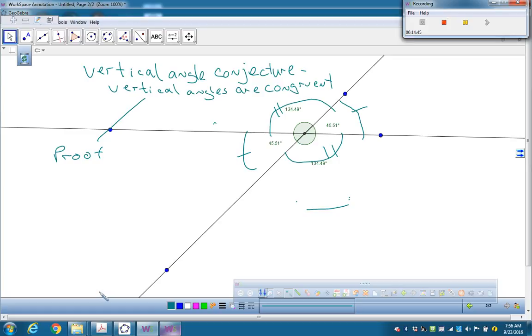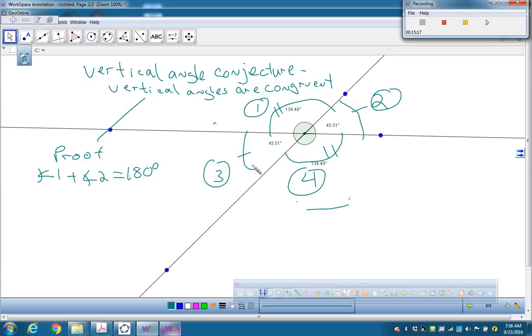If I accept that linear pairs sum to 180, okay? So let's call this over here angle 1. This is angle 2. This is angle 3, and this is angle 4. What do you know about angle 1 and angle 2? Angle 1 plus angle 2, thank you, Kareem, add to 180, okay? Angle 1 plus angle 2 add up to 180.